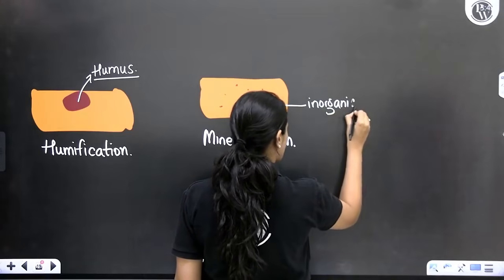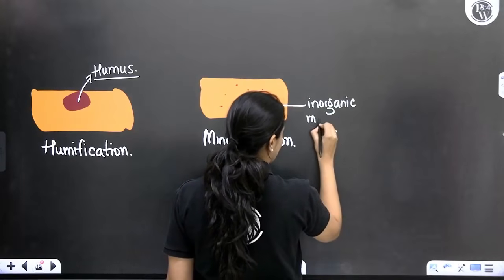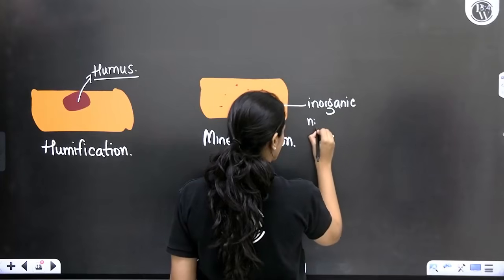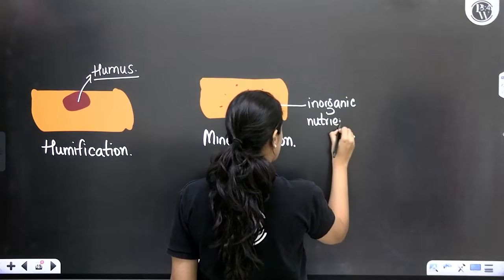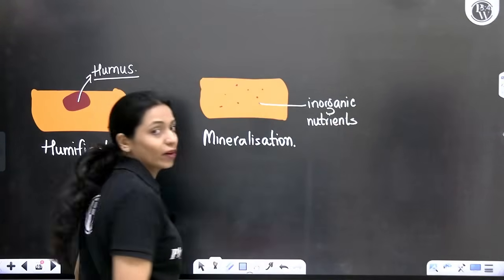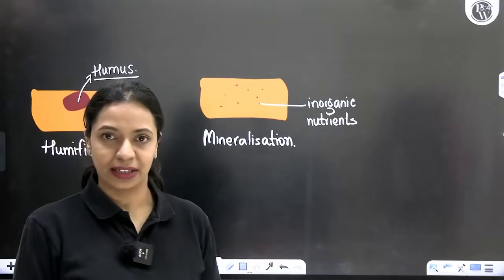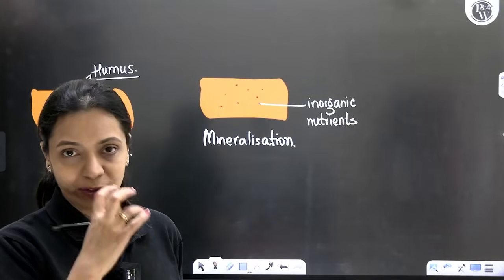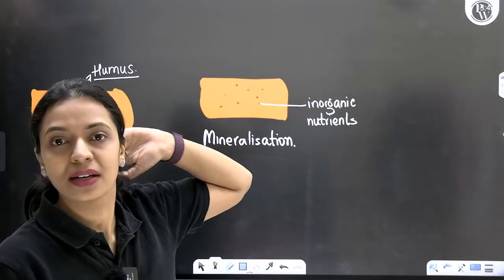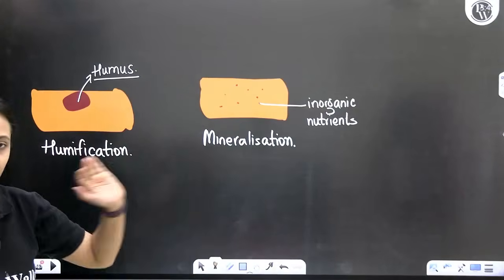And this happens with the help of microbial enzymes. This is the final step. We started with organic matter present in detritus or the leaf, and towards the end we have got inorganic nutrients from it. So, the process is complete.